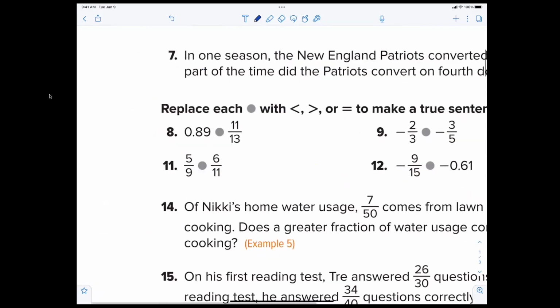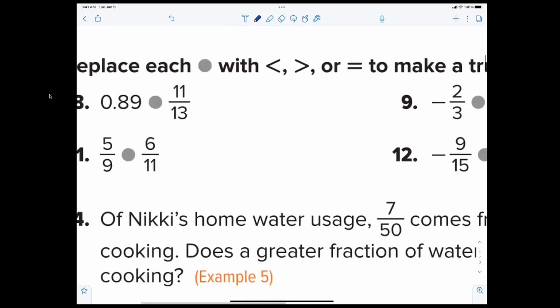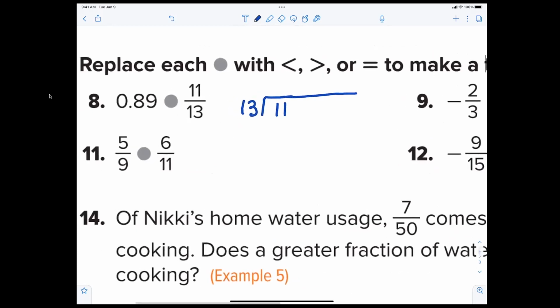Now, here's where we get something that's kind of annoying because we're comparing fractions, which means I have to do the division. All right. So here we go, Carolyn. We're doing 13 goes into 11. Now I really need everybody to pay attention on this because this can take a long time or it can take a short time. All right, we're comparing it to 0.89.